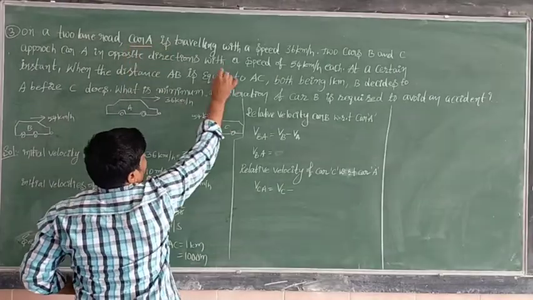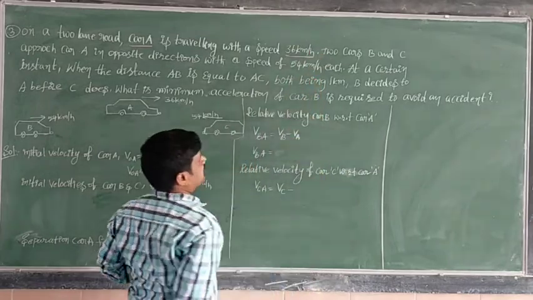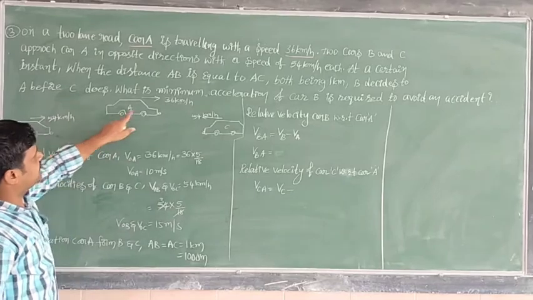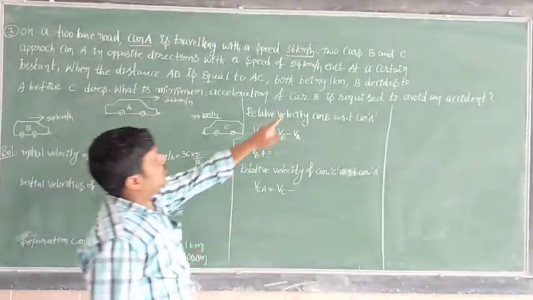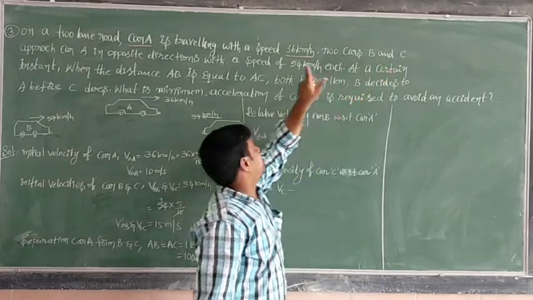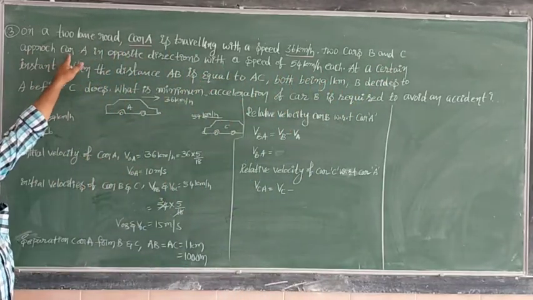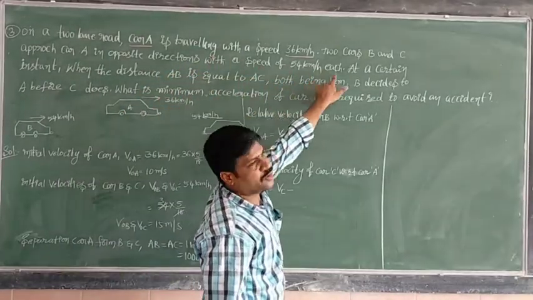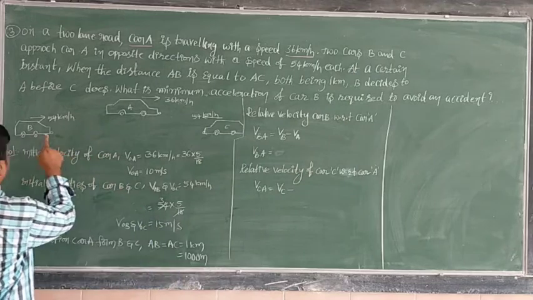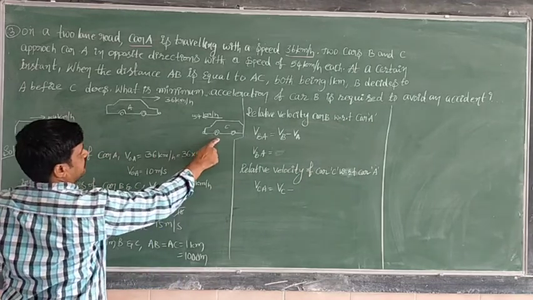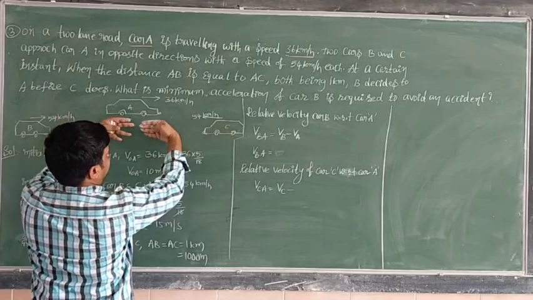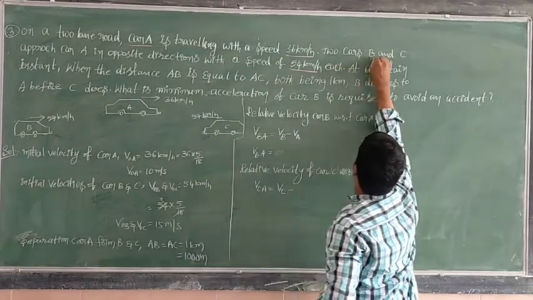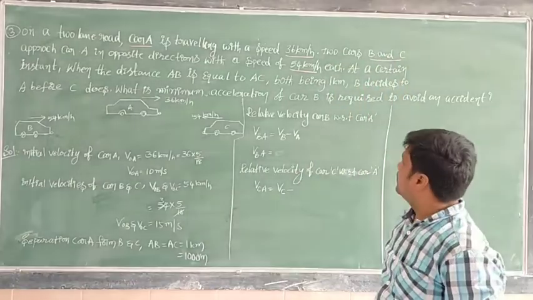Car A is traveling with a speed of 36 km per hour. To stop, two cars B and C approach car A in opposite directions with a speed of 54 km per hour. That means car B and car C are both in opposite directions approaching car A with a speed of 54 km per hour.